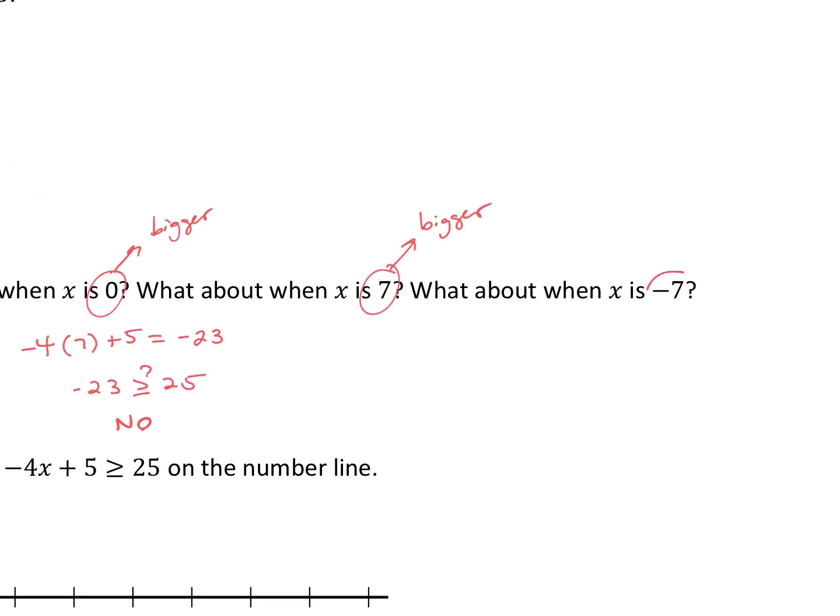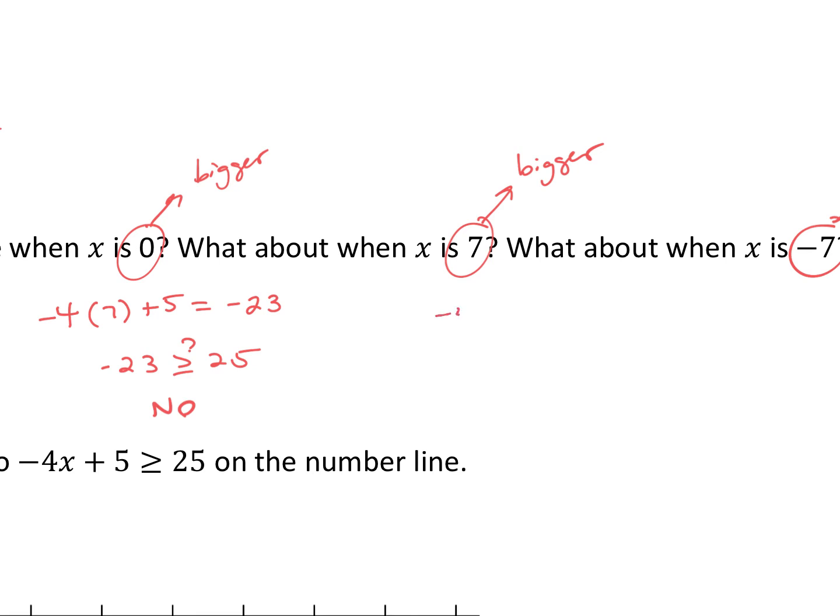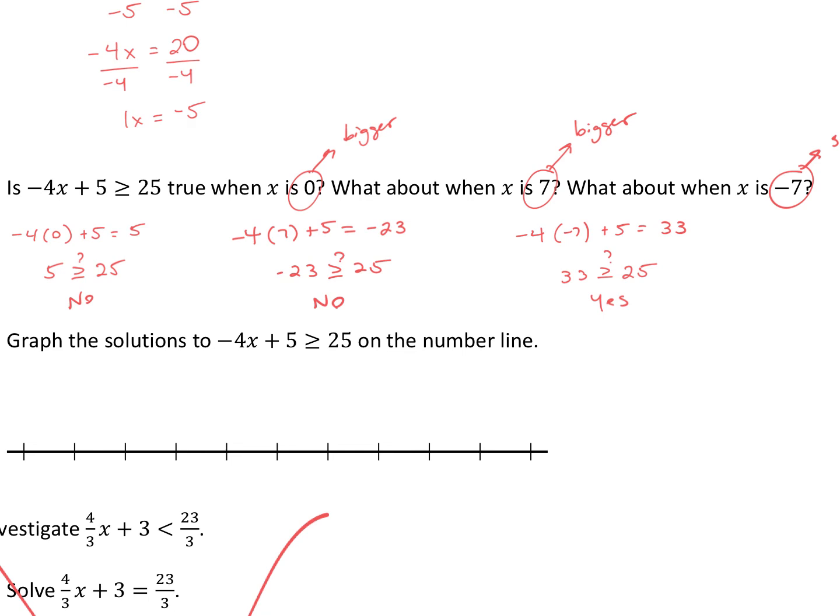What about when x is negative 7? So now we're looking at numbers smaller than negative 5. So I'll plug in negative 7. So negative 4 times negative 7 plus 5. Well, negative 4 times negative 7 is positive 28. 28 plus 5 is 33. So again, is 33 greater than or equal to 25? And in this case, yes. So this tells us that we want numbers smaller than or equal to negative 5, because that will give us true solutions.